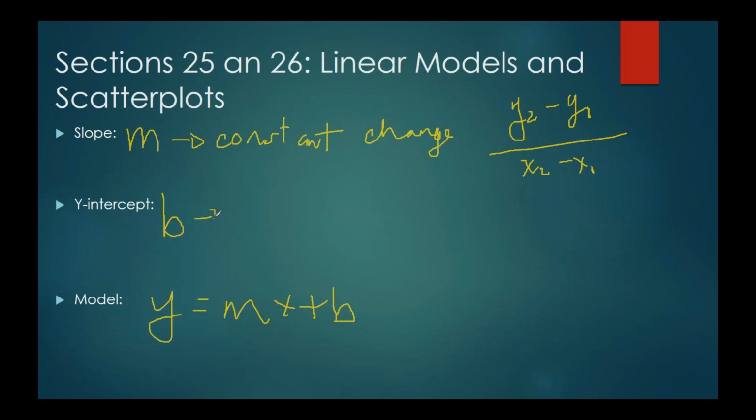The y-intercept we often refer to as a starting point. Okay, so it's a one-time thing. You can only have a y-intercept one time. It's where the graph, the line, crosses the y-axis.